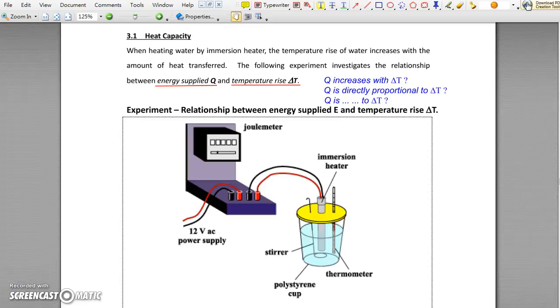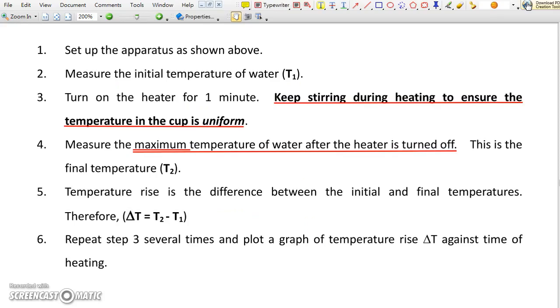You will set up this experiment today to find out how the temperature rise, delta T, is related to the energy supplied, Q. In order to find the temperature rise, you must measure the initial temperature, T1, and also the final temperature, T2, which is the maximum temperature of water after the heater is turned off. And don't forget to keep stirring during heating to ensure the temperature is uniform inside the cup.